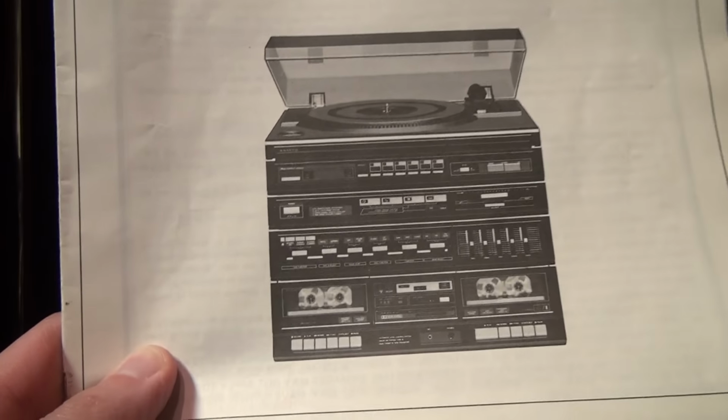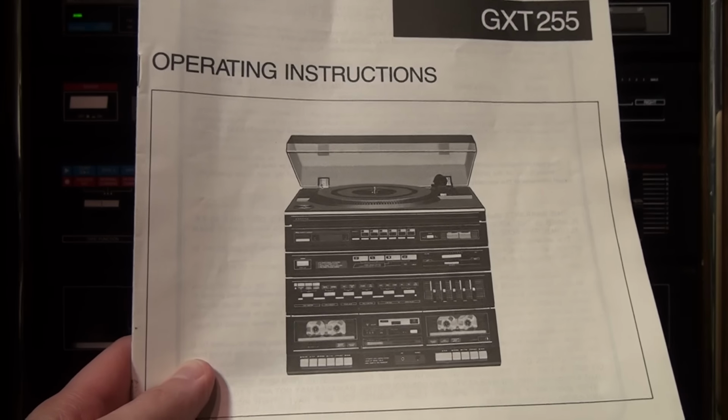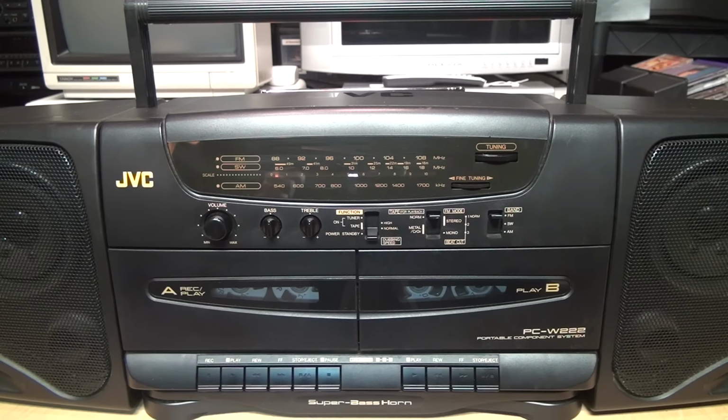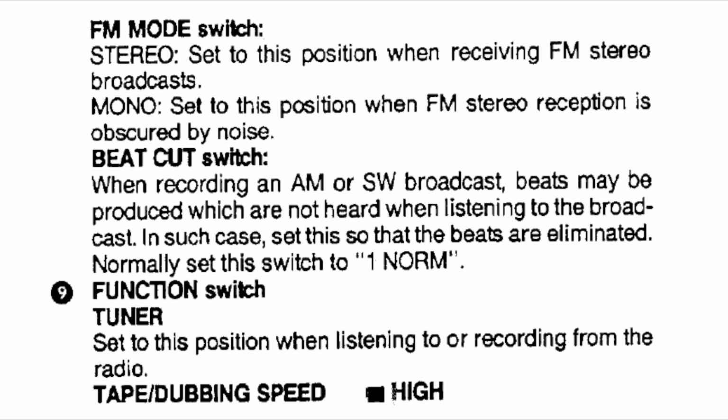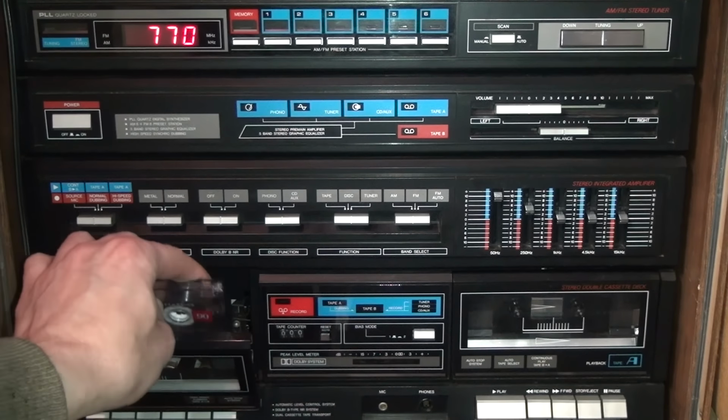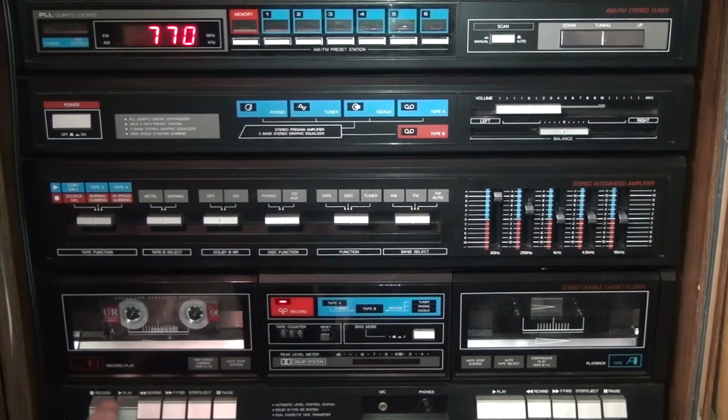And sometimes the owner's manual, if you can even find one for a 30-year-old product, isn't of much help either. The one for my JVC PCW222 portable component system says: "Beat cut switch. When recording an AM or SW broadcast, beats may be produced which are not heard when listening to the broadcast. In such case, set this so that the beats are eliminated." At least now we know it refers to recording from AM radio, not vinyl before noon.